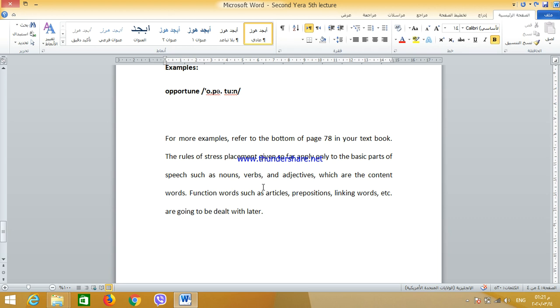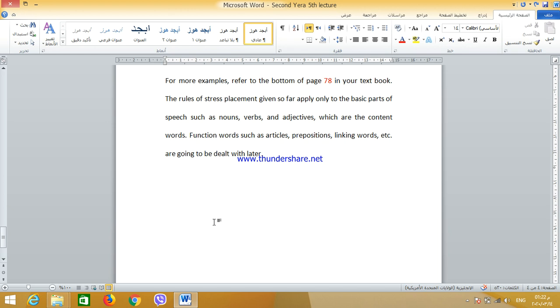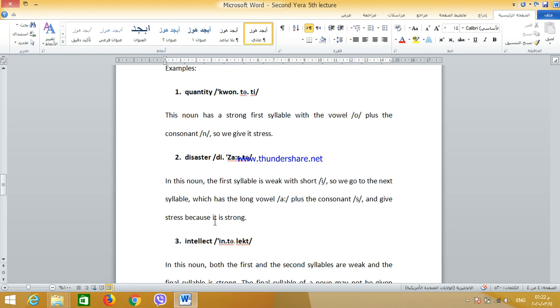If you want to have a look at more examples, you can refer to page 78. Okay, you will find more examples. One more note to say here is that the above rules are related to the basic parts of speech that are nouns, verbs, and adjectives. So what about function words like articles, prepositions, linking words? They are going to be explained later in another lecture. Actually, this is the end of chapter 10.